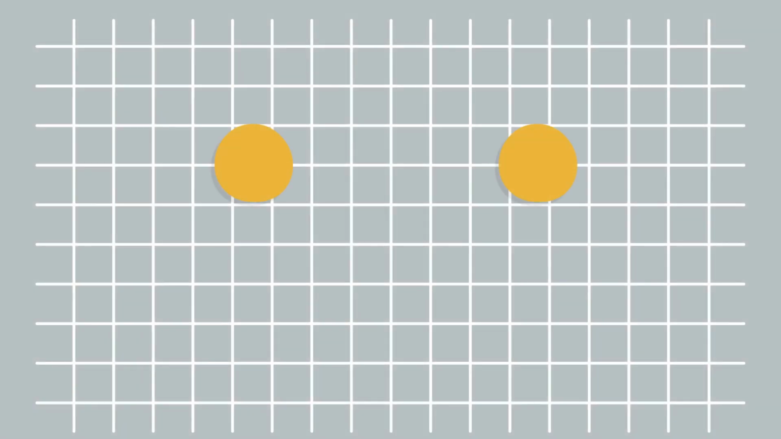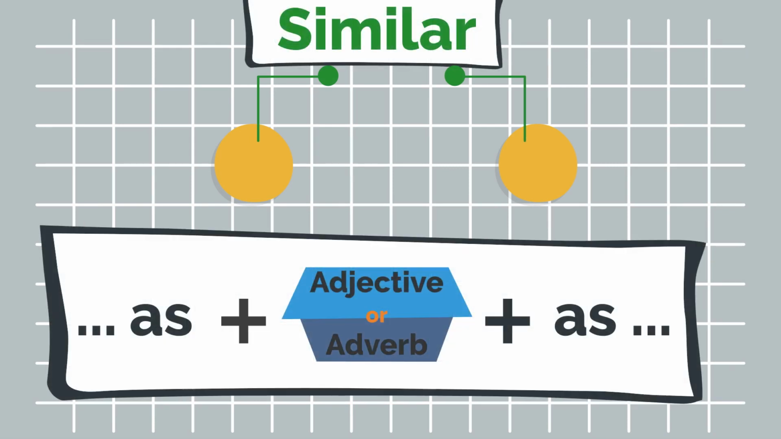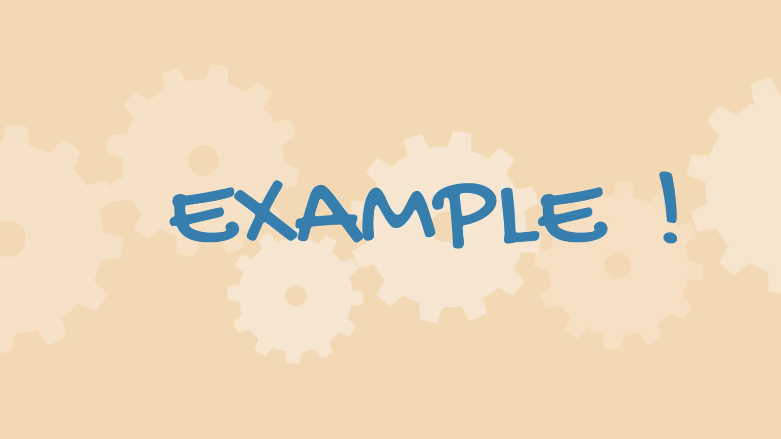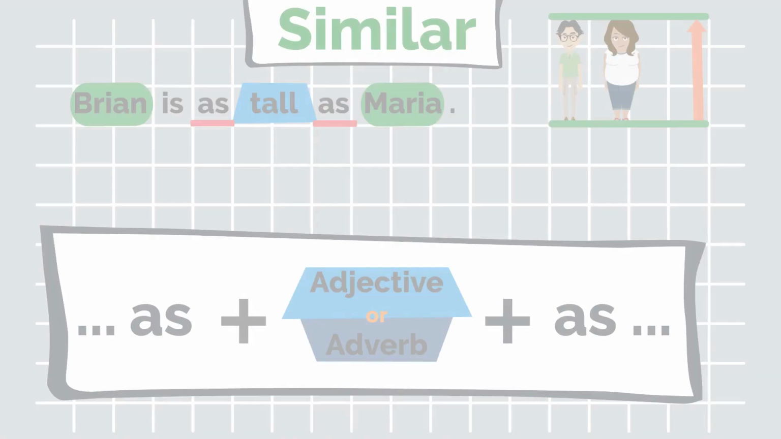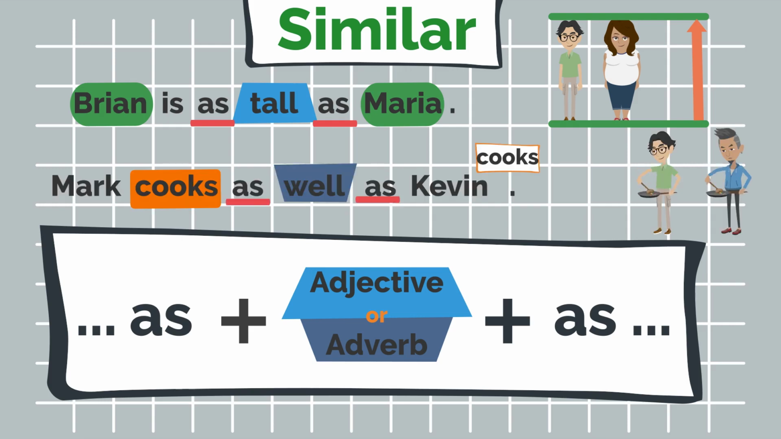To show that things are similar, we use the as... as form. Example: Brian is as tall as Maria. Mark cooks as well as Kevin.